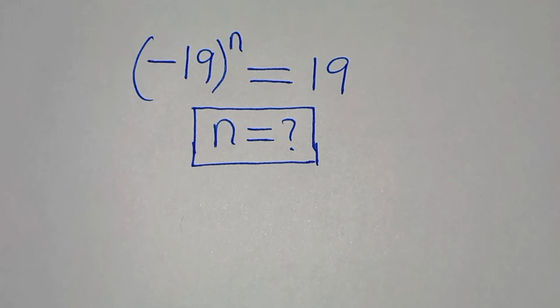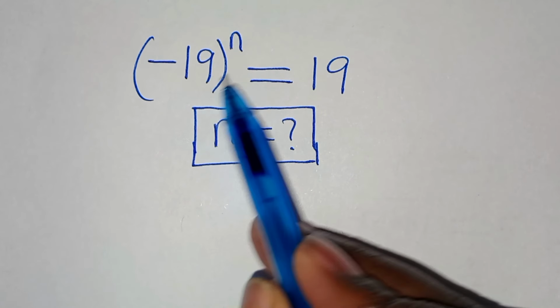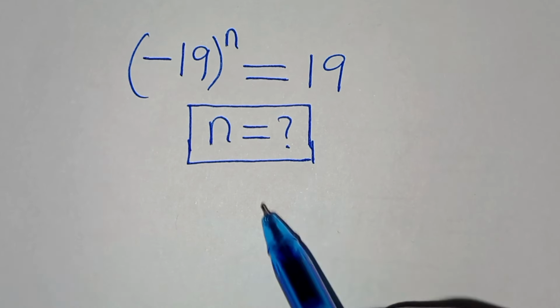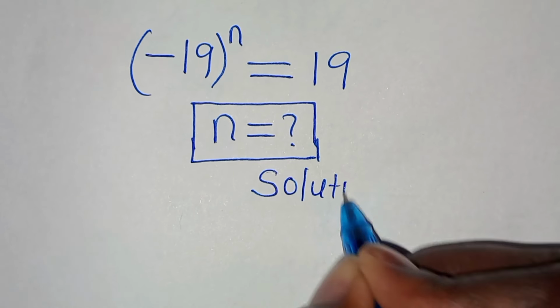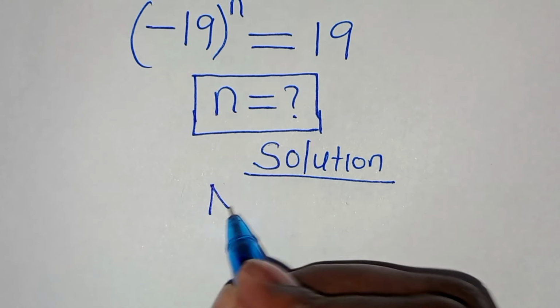Hello everyone, you're welcome to solve this nice algebra problem, which is (-19)^n = 19. So what is the value of n? Now let's provide a solution from here. We are going to solve this math problem by applying two methods here.